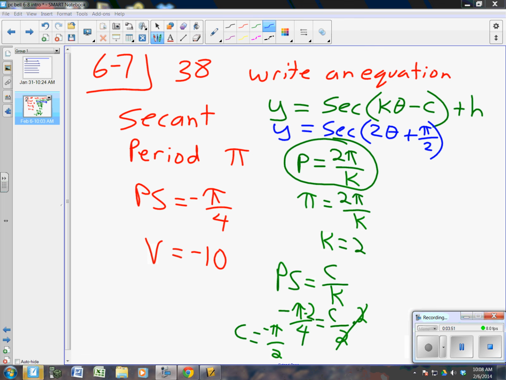Okay, vertical shift should be easy. What's it going to shift? Down 10, right? So minus 10. That's my answer. That's all I'm doing on those. Okay?